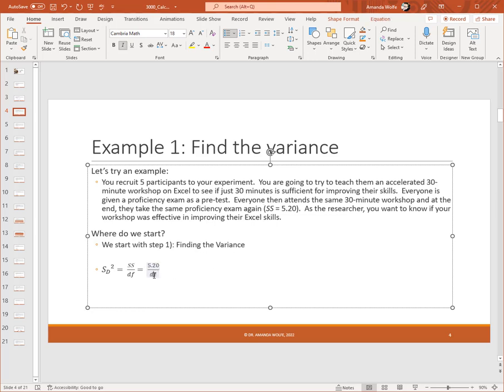So what's our degrees of freedom? The degrees of freedom is one of the formulas that you need to have memorized, and we know that it is n minus 1. Here, we see that we have 5 participants. Thus, our degrees of freedom is going to be 4. So to find the variance, we need to divide 5.2 by 4. Go ahead and do that yourself while I pause.